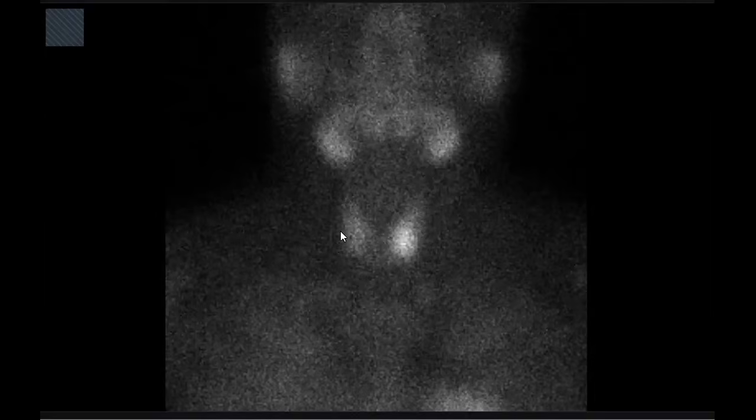On the MIBI scan in the earlier phase, at 5 minutes, it shows uptake within both. And on the delayed 2 hour study, there is retained uptake within the parathyroid adenoma only. Is the uptake only in parathyroid or thyroid and parathyroid? Both. So this is the early study. Okay, now I'm provided with the delayed study. Give me your final diagnosis and management, please.